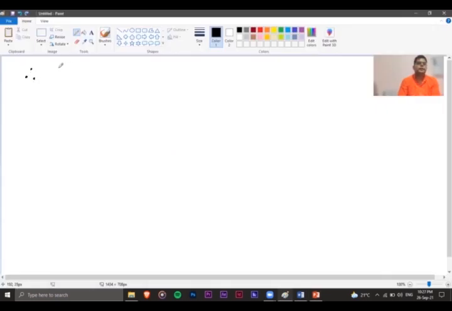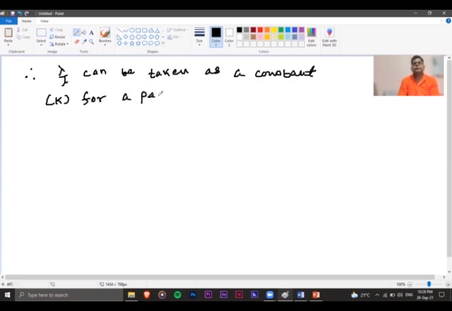Therefore, lambda by L can be taken as a constant, K you can say, and we have used K for a particular material or particular material of a body.